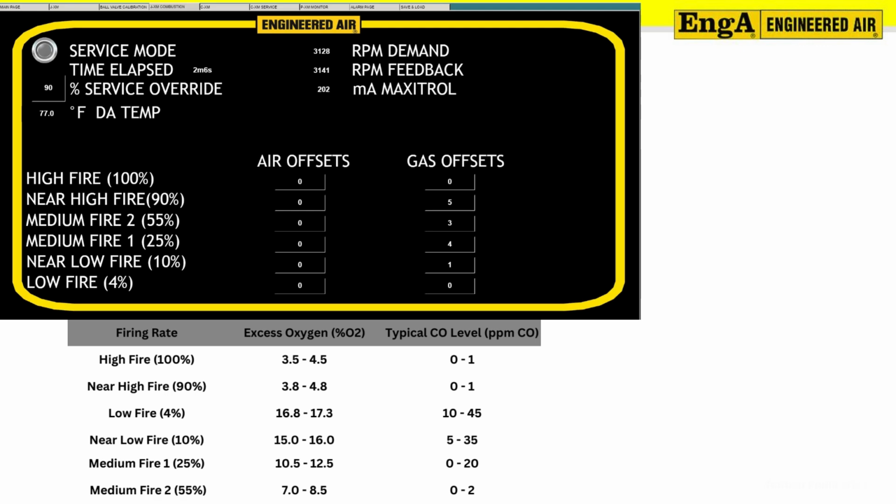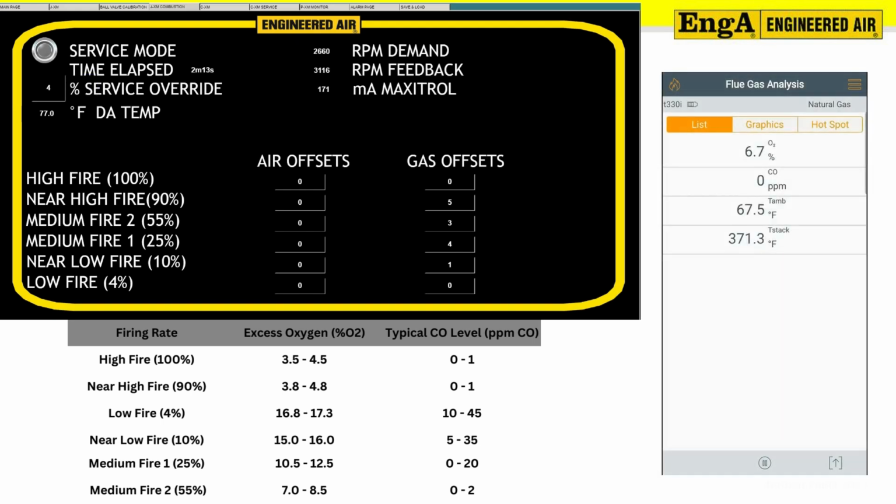Next, enter 4 into the service override box. As the air and gas demand drops, watch for unwanted spikes of CO. A CO spike of more than 200 parts per million typically means the curve matching will need to be adjusted. Once the RPM demand, feedback, and the milliamp signals have stabilized again, wait until the combustion analyzer measurements have stabilized and compare the O2 and CO values to the third row of the table. It may take a couple minutes for the oxygen and CO levels to fully stabilize.